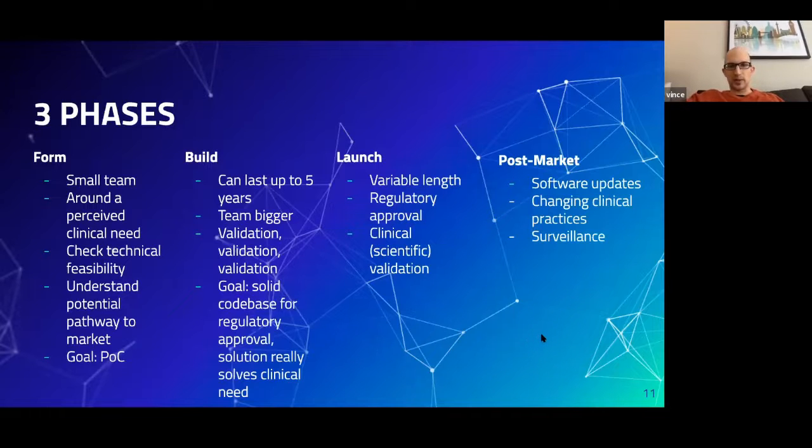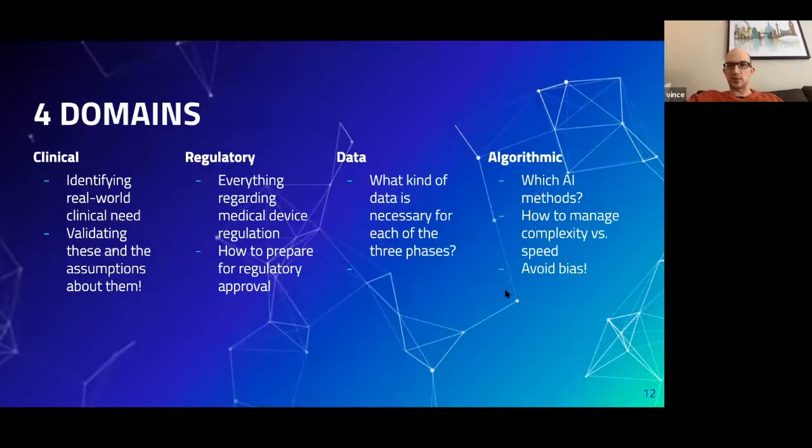But what are now, next slide please, the important things for these 3 phases, which are the 4 domains that we identified. This is the clinical domain, where we have to do everything that revolves around the clinical validation of the product. It's the regulatory domain. Here, everything with regard to the regulation, so the medical device regulation law, and how to prepare for that. Data, it's pretty clear, what kind of data do you need for each of the phases. And of course, algorithms: which algorithms should you use and how should you do algorithmic development?